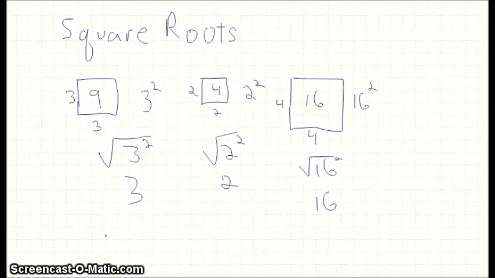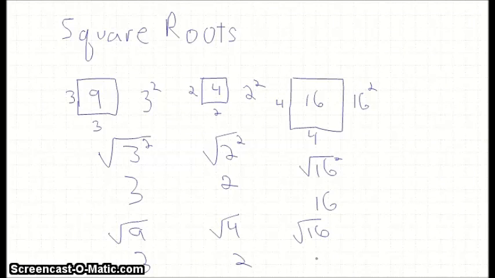So what if I don't have those squares in there? What if I just had square root of 9, square root of 4, and square root of 16? Again, 3 squared is 9, so the square root of 9 would just be 3. The square root of 4 would be 2, and the square root of 16 would be 4. So when you're doing square roots, it's just the opposite of a square.